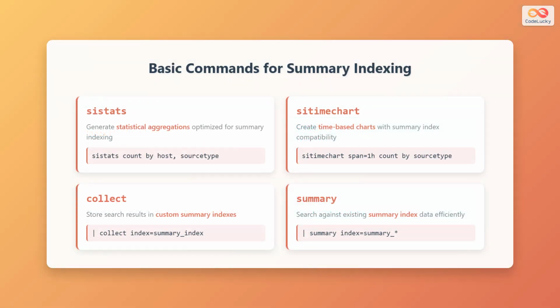Four essential commands form the foundation of summary indexing operations. The sistats command generates statistical aggregations specifically optimized for summary indexing, such as counting events by host and source type. The sitimechart command creates time-based charts with summary index compatibility, perfect for generating hourly or daily trend data. The collect command stores search results directly in custom summary indexes, providing flexibility in data storage. Finally, the summary command allows you to search against existing summary index data efficiently, enabling fast retrieval of pre-computed results for dashboards and reports.